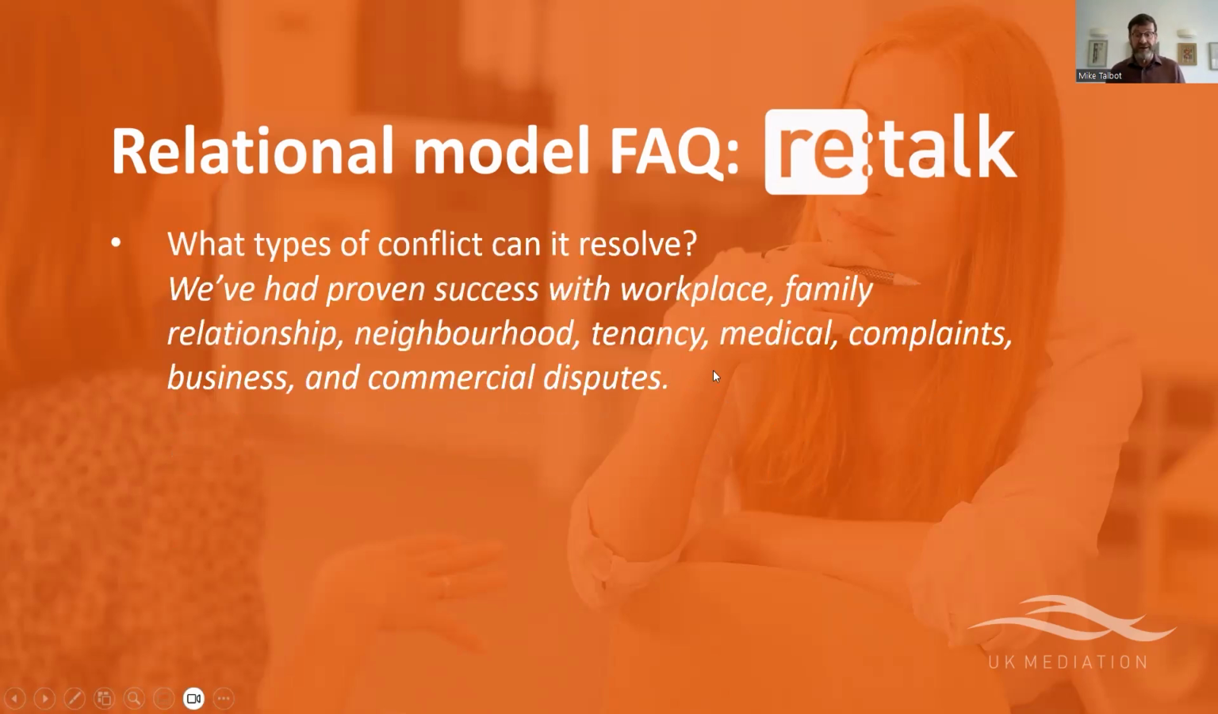Other questions we tend to get around the relational model: can it resolve pretty well any kind of conflict? Complaints, medical mediation in particular, which is a particular interest of mine. But the workplace, family relationships, neighbourhood and commercial disputes. Commercial disputes where it's about a failure in the interaction, a failure in the relationship between the two parties. If it's purely about settlement conferencing, that's not for us. That's not something that we do.